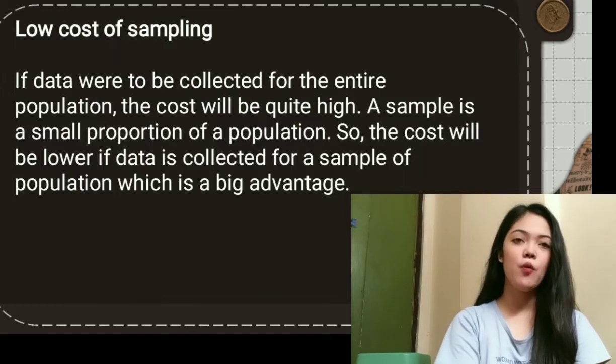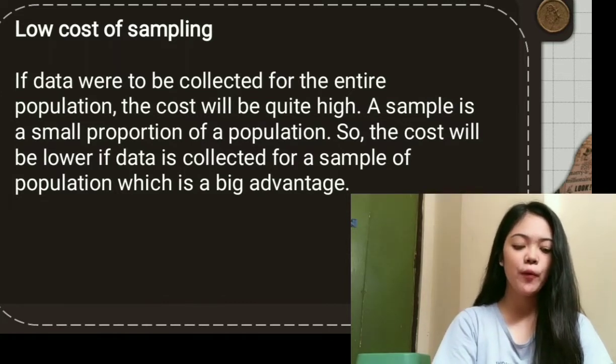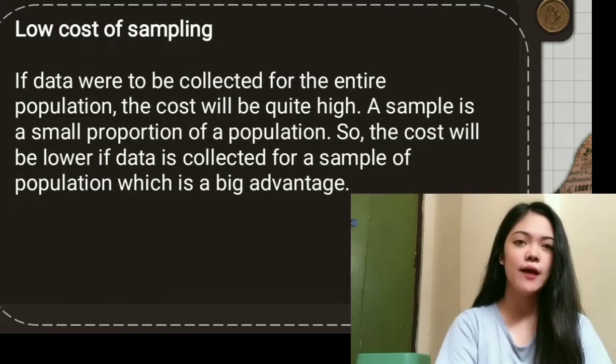First is we have a low cost of sampling. If data were to be collected for the entire population, the cost will be quite high. A sample is a small proportion of a population, so the cost will be lower if data is collected for a sample of population, which is a big advantage. So, kapag kumuha tayo ng data from the entire population, mas mataas yung cost at mas time-consuming yon sa mga researcher. Kasi once na nagkakandak tayo ng study, pag marami tayong respondent, marami rin tayong questionnaire na kailangang i-print out.